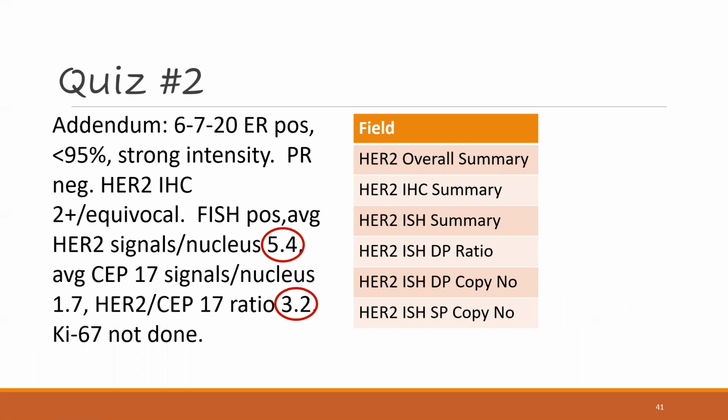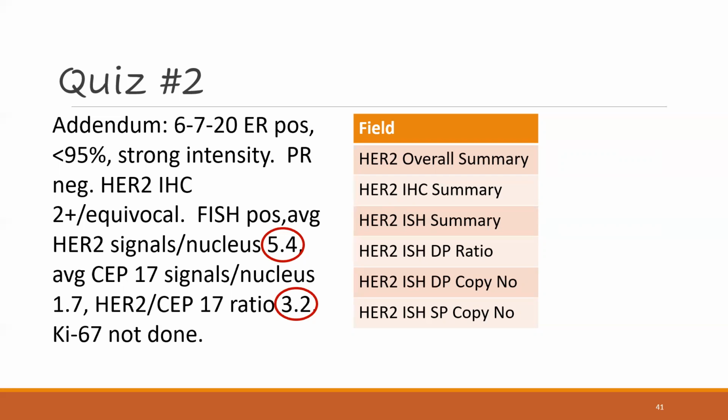This was the addendum to the path report. First, look to see if you have a single probe or a dual probe. The SEP17 confirms that you have a dual probe. And then we look for the ratio, which is stated to be 3.2. We do have 2 signals reported in this one. We have the HER2 signals and we have the SEP17 signals. So hopefully you can see that's confusing. You don't need the SEP17 signals.